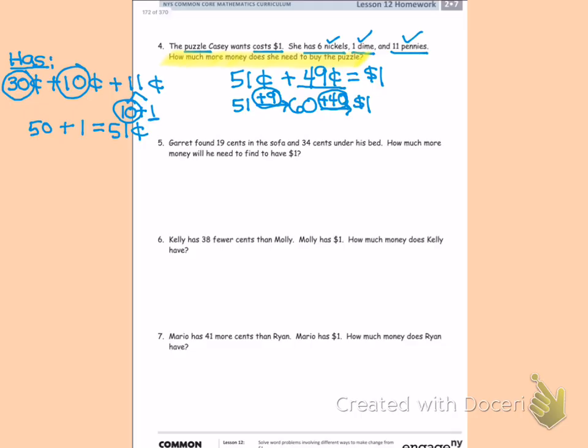I could also show this with a number bond. I know that Casey needs $1 or 100 cents. I know that she already has 51 cents. The amount that she needed, we didn't know. But now we know that the amount she needs in order to equal $1 is 49 cents.